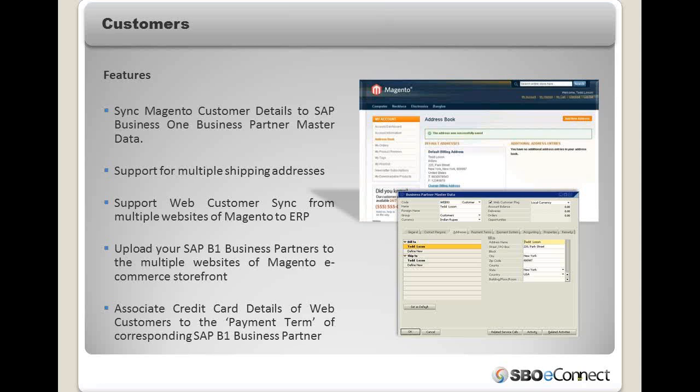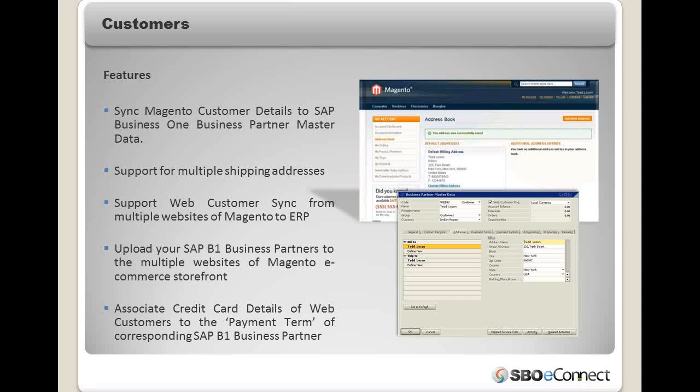SBOeConnect provides a bi-directional synchronization between Magento and SAP Business One in the case of customers. For any customer registered in Magento, all the details of the customer, like the contact details, the email ID, the phone numbers, and the multiple billing and shipping addresses entered and maintained in the e-commerce platform, will be synced to the SAP Business One ERP system.